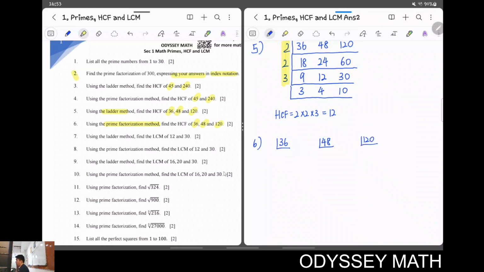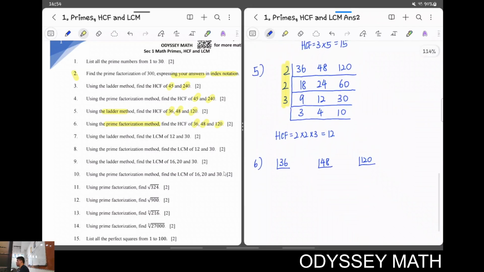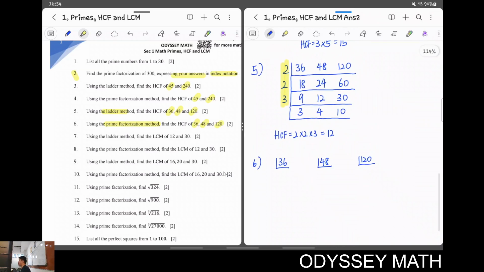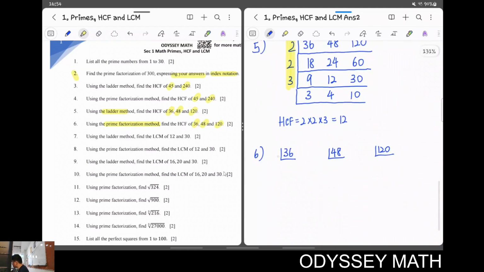Some of you may be thinking now that actually, teacher, the ladder method seems to be much easier. But trust me, when you go and do the harder questions, the ladder method will not be the more efficient method. On the other hand, the prime factorization method will be the efficient method. So let's prime factorize 36.